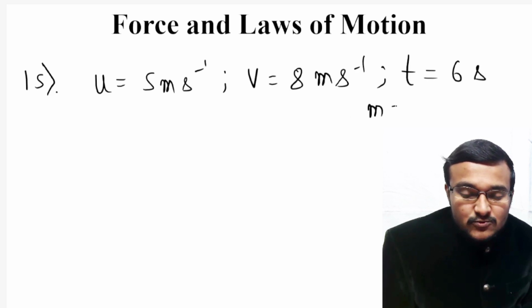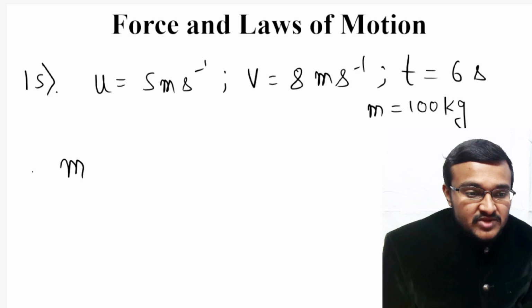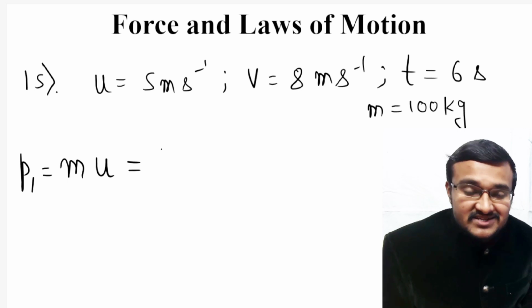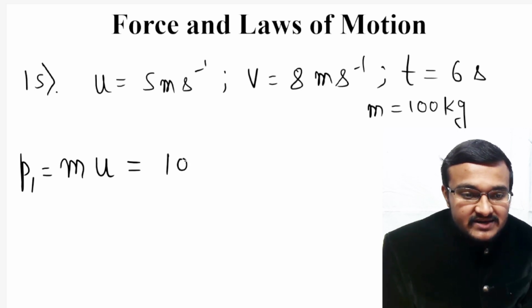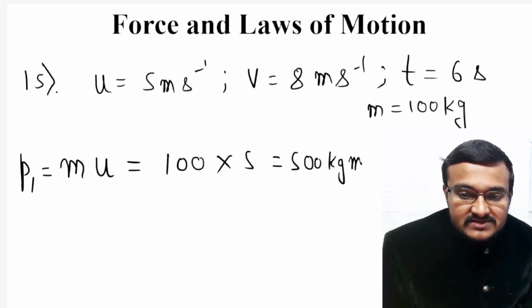So mass is equal to 100 kg. So now you have to calculate initial momentum and final momentum. To calculate initial momentum, you can consider initial momentum as p1, that will be equal to m times u. U is the initial velocity. So mass is 100 kg into u is 5 meter per second. So 5 into 100 will be 500 kg meter per second. This is the initial momentum.